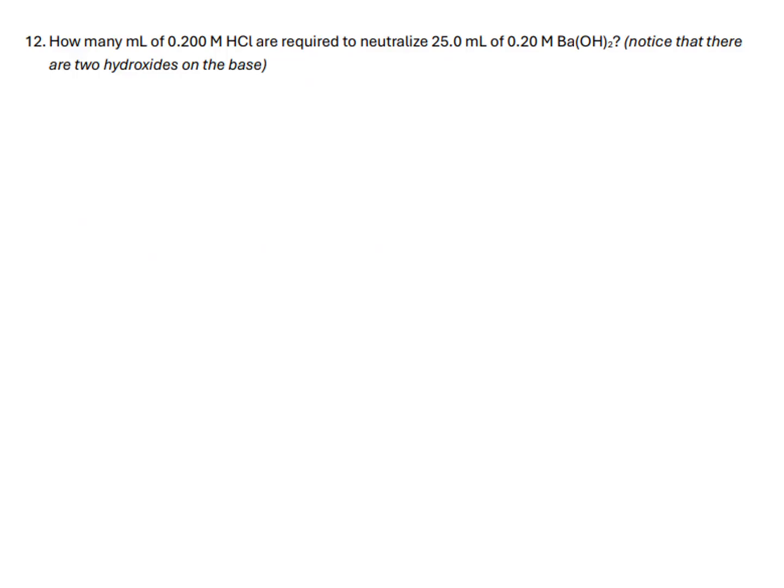And then the last one is a very similar problem, and this is where I'm going to show you a sort of shortcut. So instead of finding millimoles of the acid and the base separately, you can combine that into that titration equation, the magic equation as I call it, in that you say that the number of acidic hydrogens that you have times the molarity of the acid times the volume of the acid is equal to the number of hydroxides that you have on the base times the molarity of the base times the volume of the base.